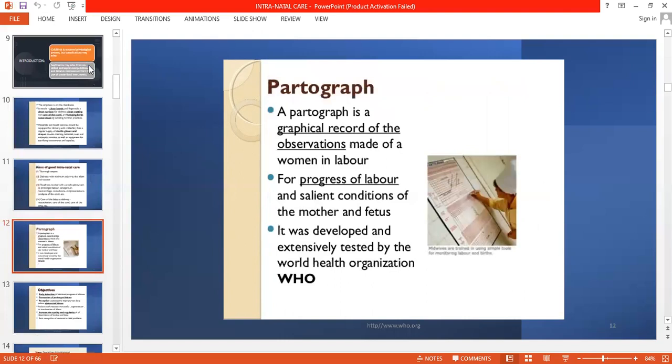This is basically a method, a graphical record of the observations made of a woman in labor, for progress of labor and salient conditions of the mother and fetus. It was developed and extensively tested by the WHO.